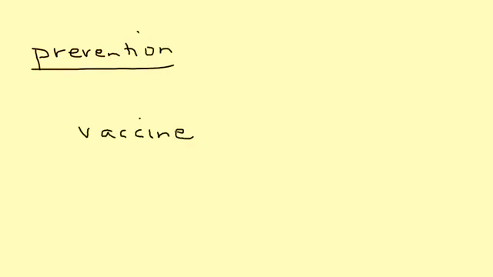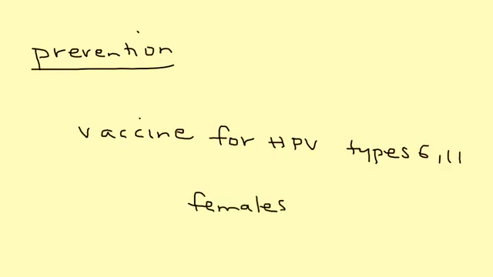Prevention. There is a vaccine available. It's a relatively new vaccine for HPV, in particular HPV types 6 and 11, and it's recommended for females aged 9 to 26.